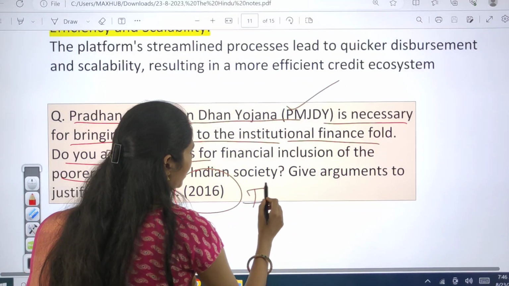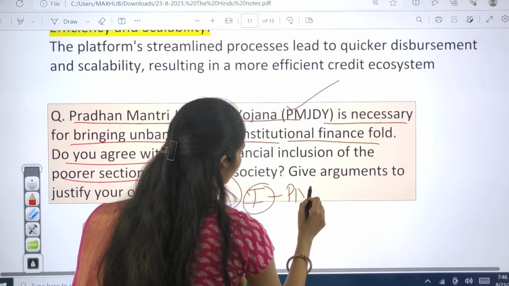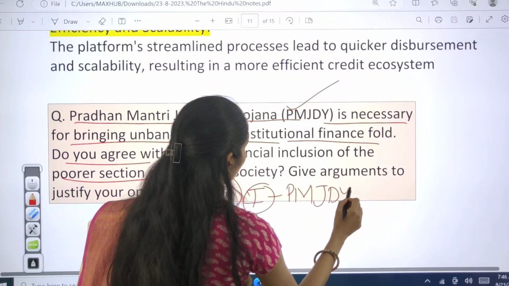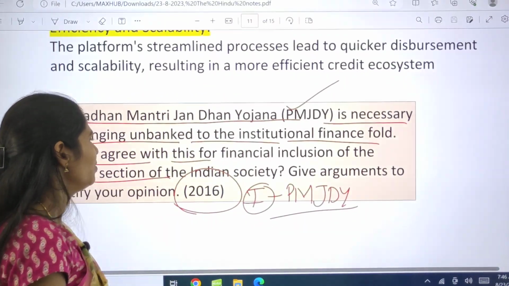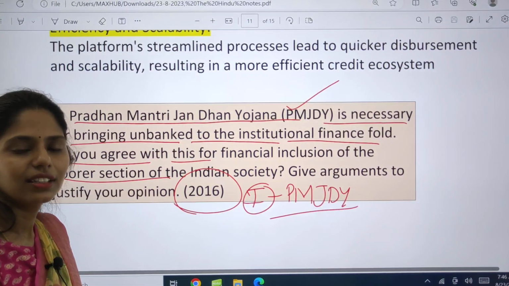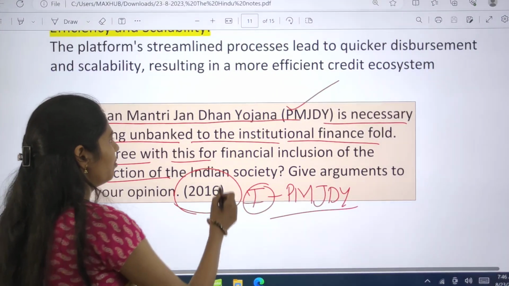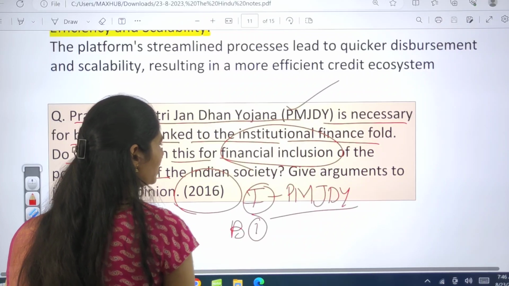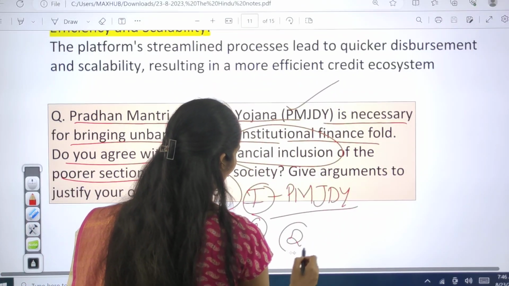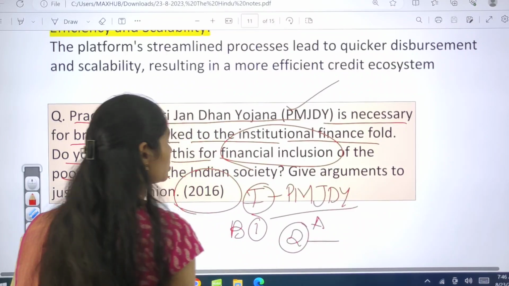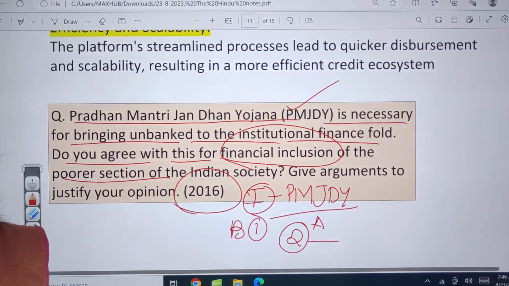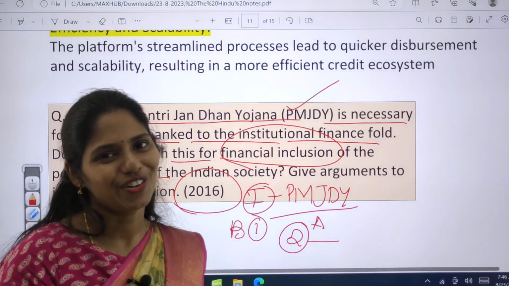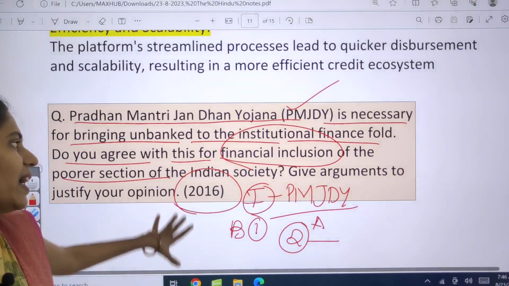So this question is asking about PMJDY. In the introduction, you can write about what the Pradhan Mantri Jan Dhan Yojana is. And here you have to see whether this scheme helped financial inclusion or not. This is the first question that you have to address. The second is that you have to give arguments to justify your opinion. If yes, what are the arguments? If no, what are the arguments? This is the demand of the question.